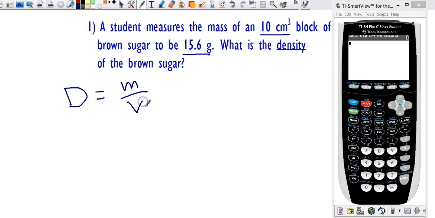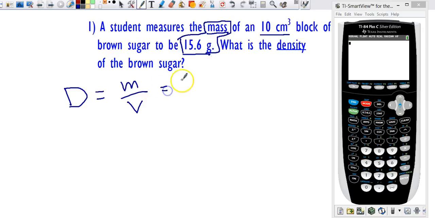And if you're careless, like I was the first time I tried to do this video, I actually said, okay, that must be the mass and that must be the volume. But look at the units really closely. This actually is the volume. Centimeters cubed is a 3-dimensional unit. It's volume. And if you look at the wording, it says a student measures the mass of a 10 centimeter block of brown sugar to be 15.6 grams. So the mass is actually 15.6 grams.